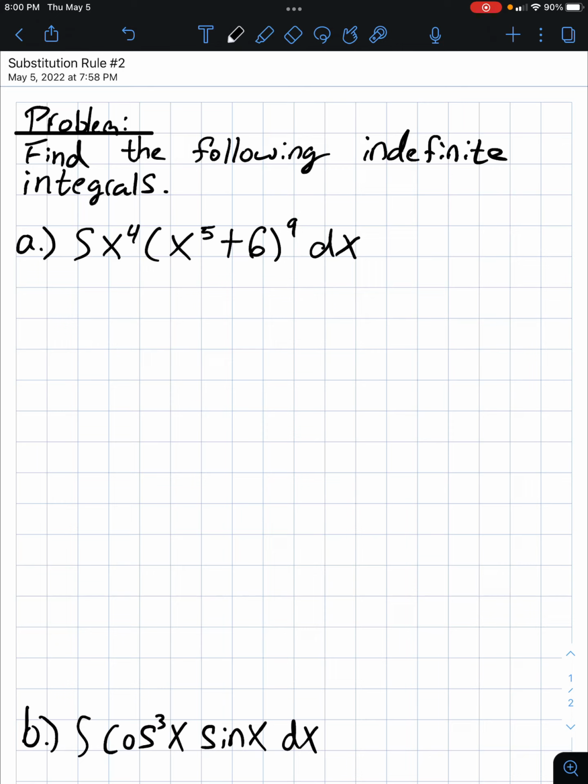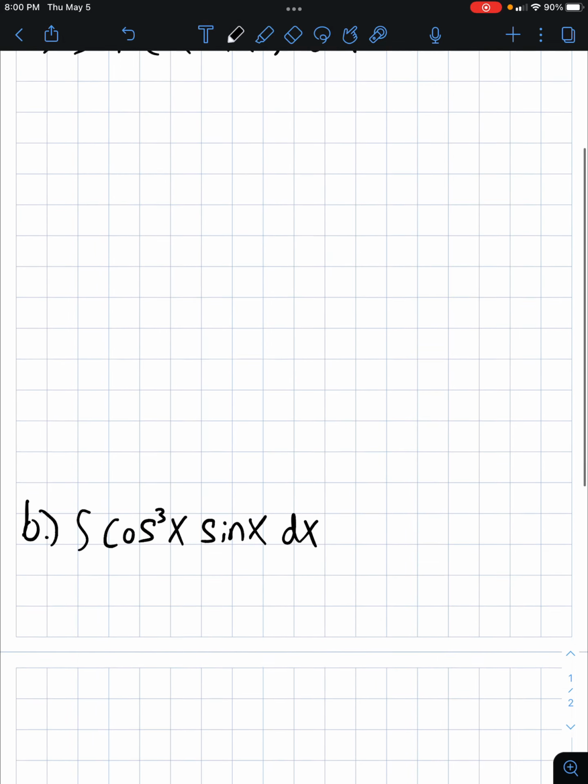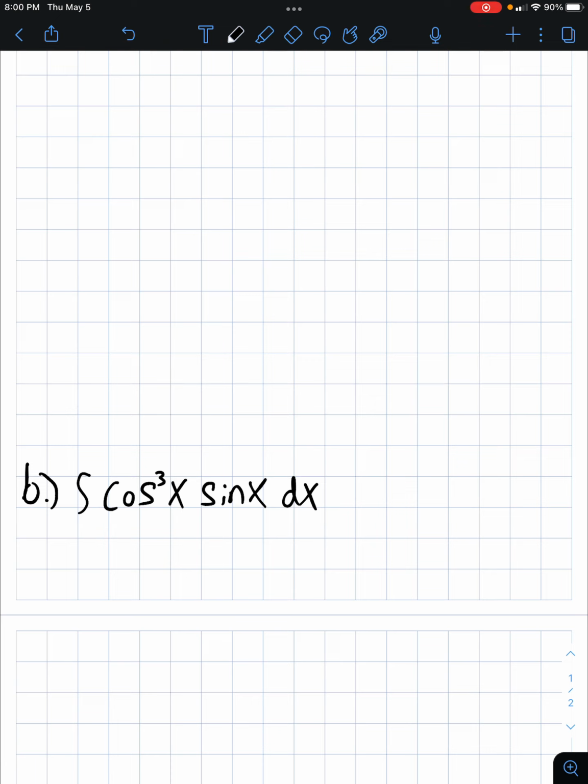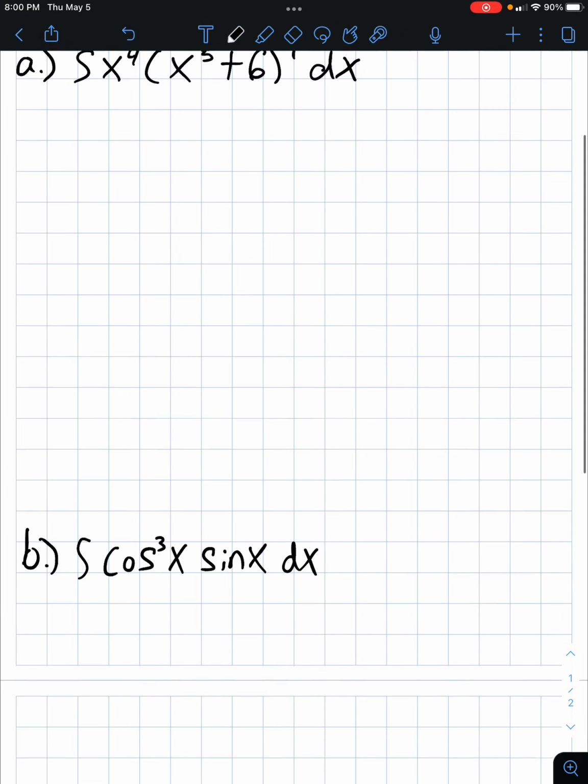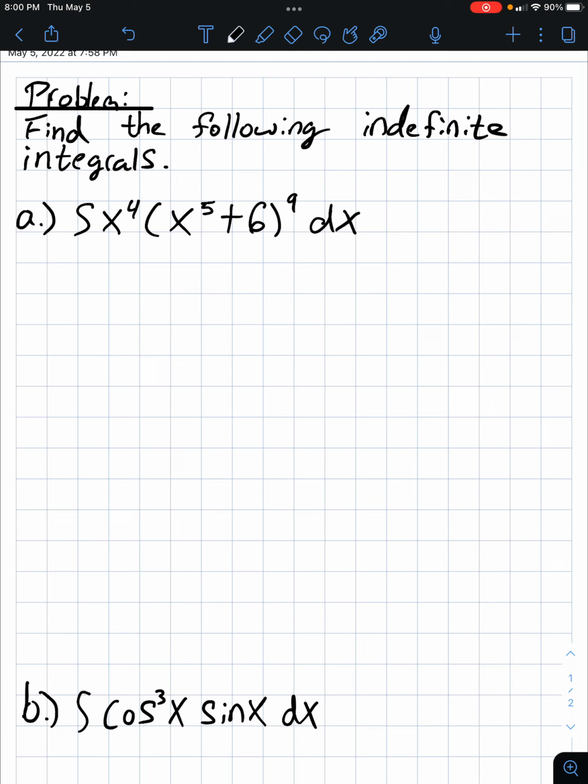The problem. Find the following indefinite integrals. In part A, the integral of x to the fourth times x to the fifth plus 6 to the ninth dx. In part B, the integral of cosine cubed of x times sine of x dx. Now pause this video, take a few minutes, and solve this problem.